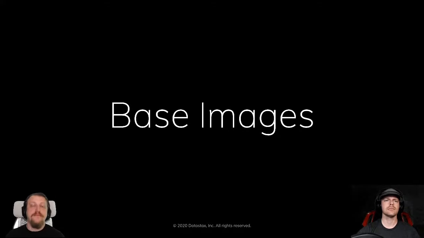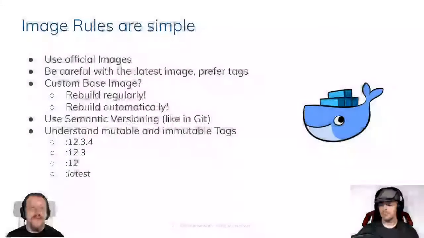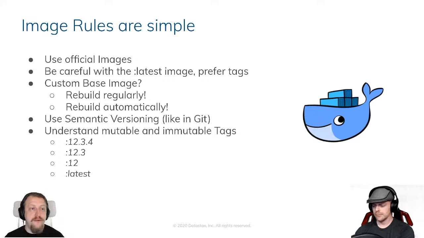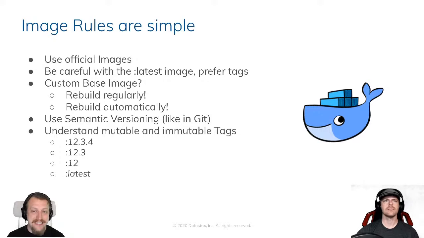Now, base images. In general, image rules are simple and very short. First, tend to use official images. Be careful with the latest image. Prefer exact tags when possible, or at least less generalized tags. I will explain in a moment. Use semantic versioning like in Git, or preferably exactly like in Git.